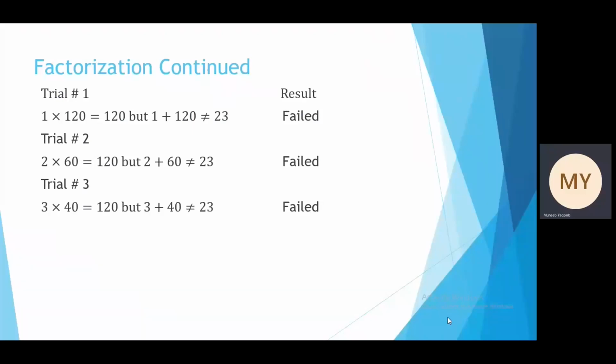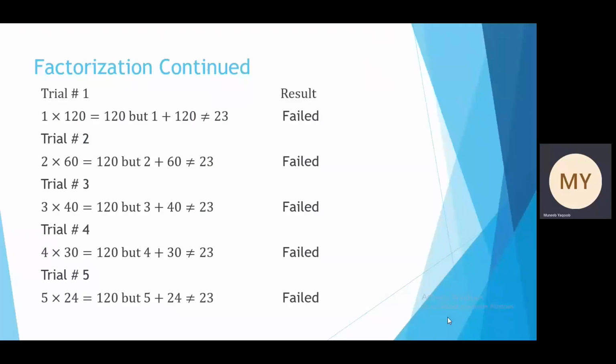Similarly, in trial number 3, we will take 3 multiplied by 40, that is equal to 120. But again, 3 plus 40 is not 23. So again, the trial failed. In trial number 4, we will take 4 multiplied by 30, which is again 120. But again, 4 plus 30 is not equal to 23. So again, the trial failed. Similarly, in trial number 5, we will take 5 multiplied by 24, which is 120, but 5 plus 24 is not 23. In trial number 6, we will take 6 multiplied by 20, which is equal to 120, but 6 plus 20 is again not equal to 23.